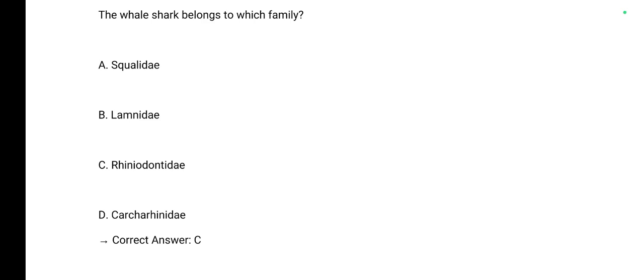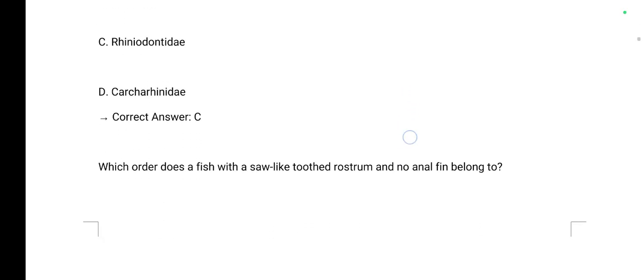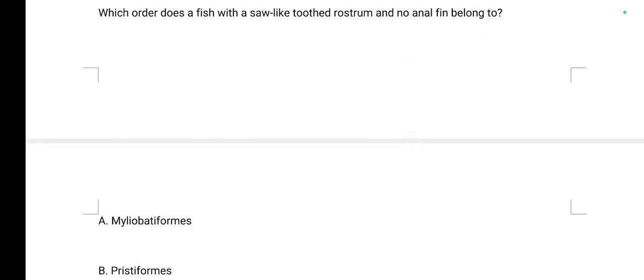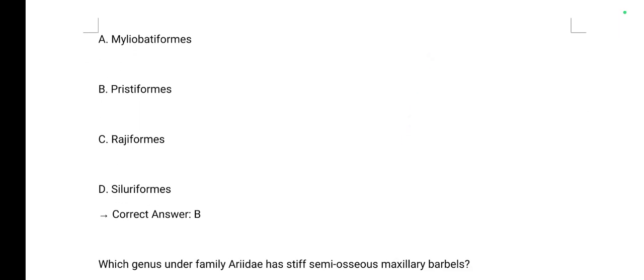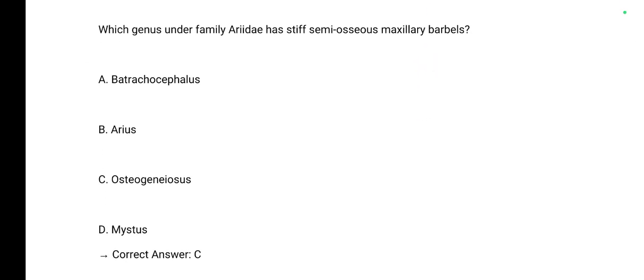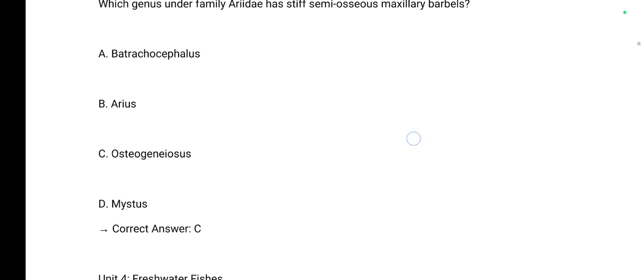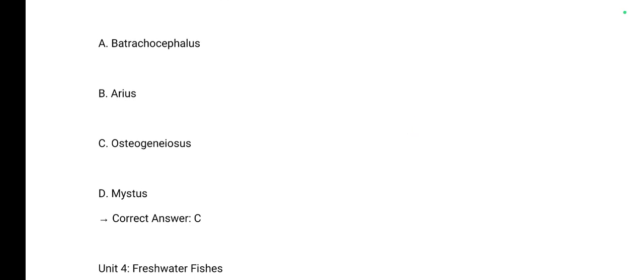Whale shark belongs to which family? So the correct answer will be option C, Rhinodontidae. Which order does a fish with a saw-like toothed rostrum and no anal fin belong to? So they are Pristiformes. Which genus under family Ariidae has stiff, semi-osseous maxillary barbels? So they are Osteogeneiosus.